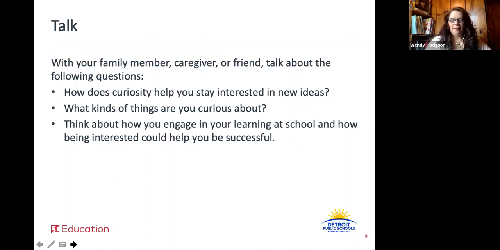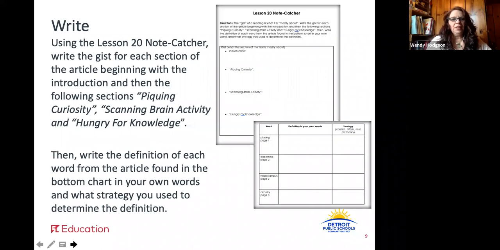All right, thank you very much. So all of this, we did the reading, thinking, talking. We're getting set up now for the writing portion of our day. Using the Lesson 20 note catcher, I'm going to have you write the gist of each section of the article, beginning with the introduction and then following the other 3 sections. So you're going to reread the article in sections and then just write a gist on your note catcher.